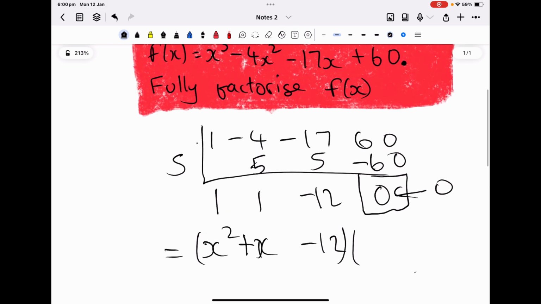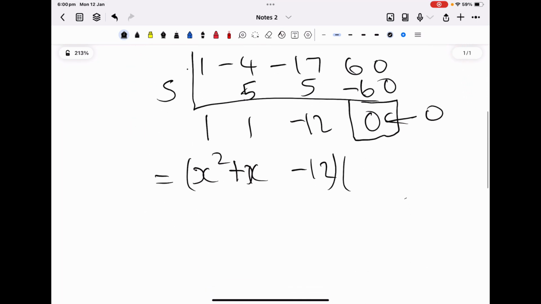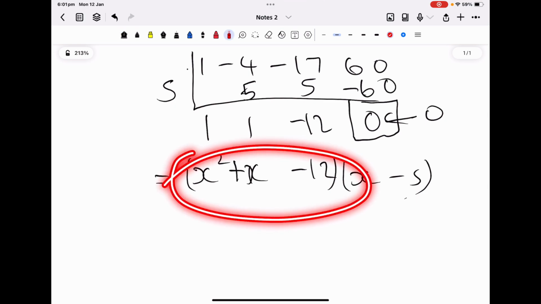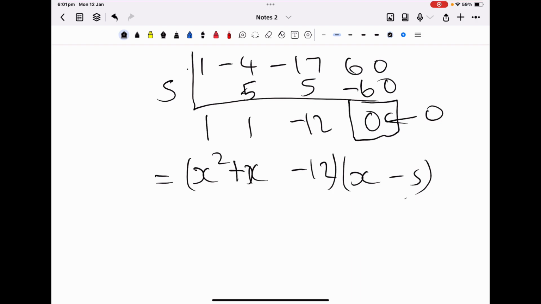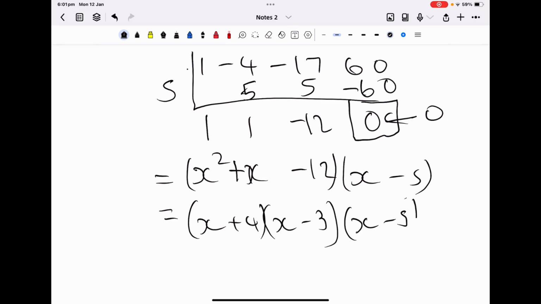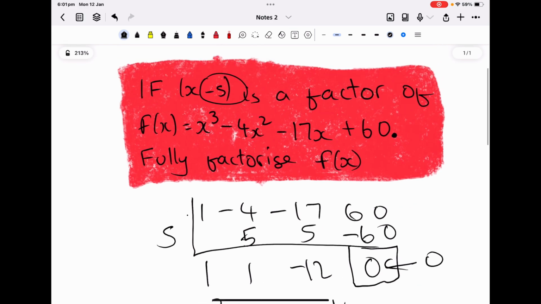So what you have right now is this: you've got this as one of the factors, and you also got x minus 5. You'll also get this value if you did long division: x squared plus x minus 12. And then you just factorize this. It's just x plus 4, x minus 3, and x minus 5. And that's the fully factorized thing.